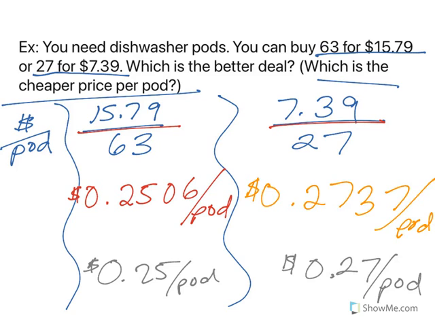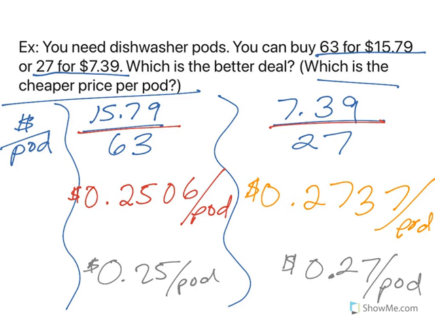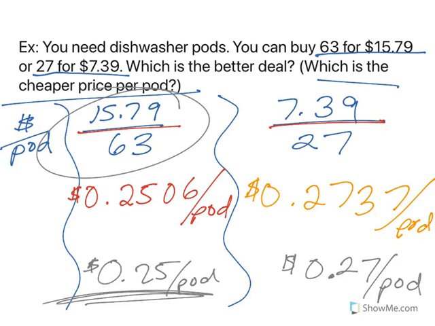Now, at this point, you're saying, Becky, it's 2 cents per pod. It doesn't matter. This isn't like a huge difference. But if you think over the course of your lifetime, if you save 2 cents per pod on dishwasher and laundry pods, think of how much that adds up over time. So if you're going to use them anyway, and you can afford the $15.79, this is the better buy. Just saying. Sometimes it pays to pay attention to the math.